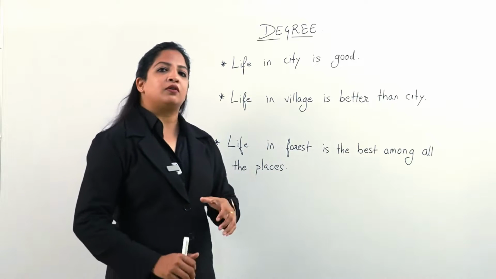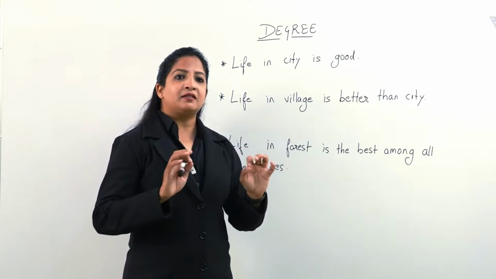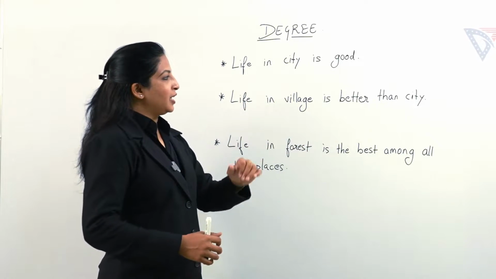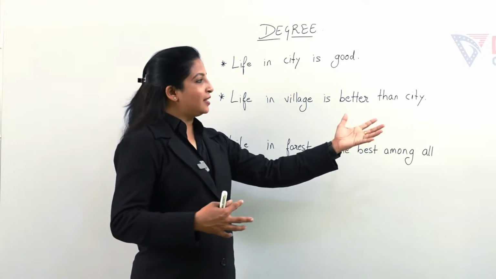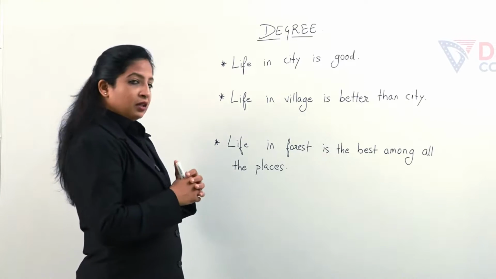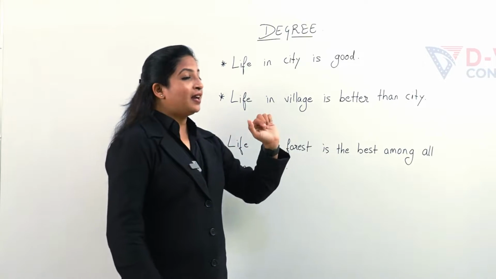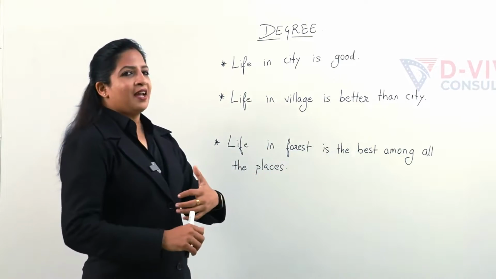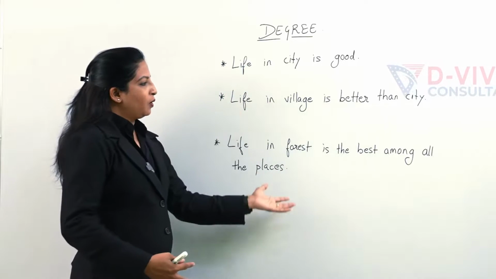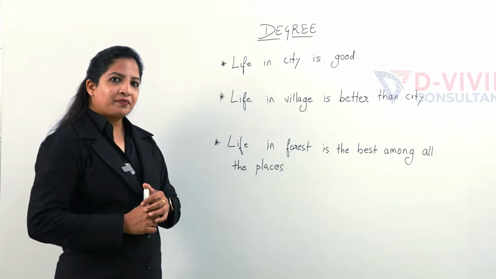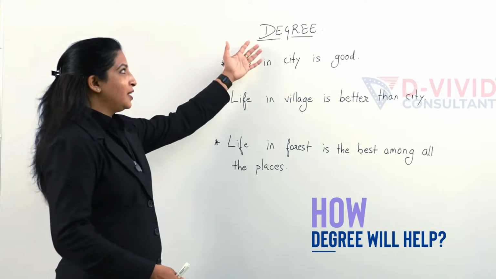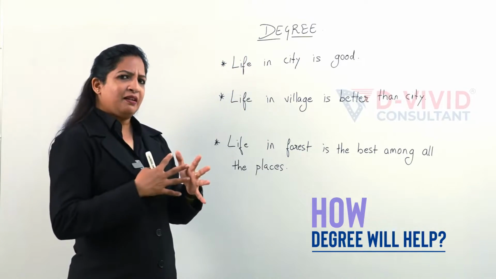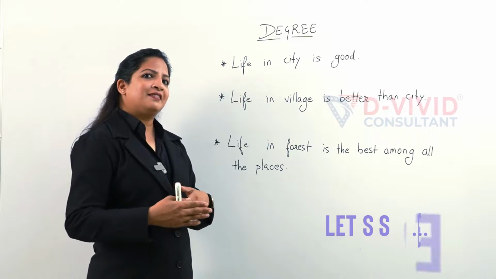Now I have written 3 different sentences in front of you and let me read them out for you. Life in city is good. Correct sentence, simple sentence. Let's see another one. Life in village is better than city. Third, life in forest is the best. So what have I actually done in all the 3 sentences? And how is this topic, this degree, going to help me in IELTS? Let us see.